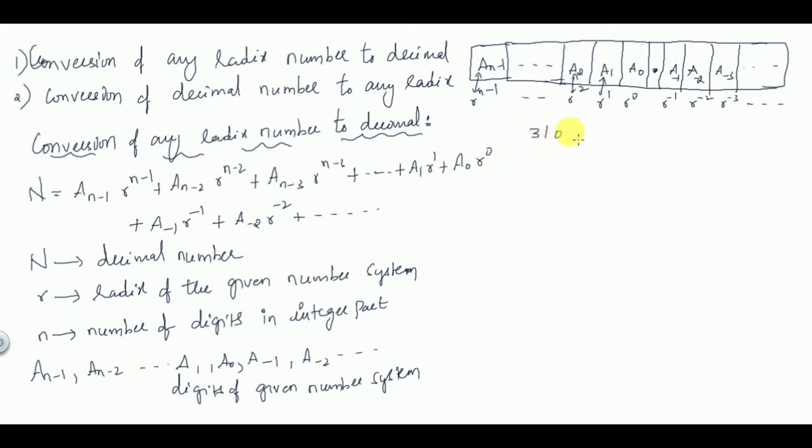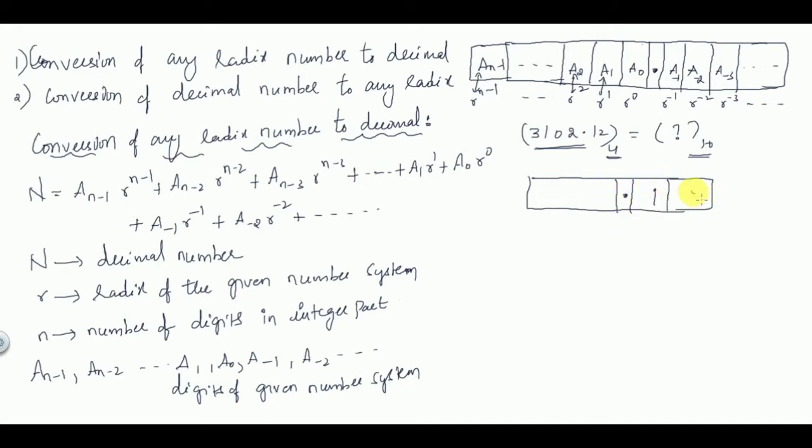Suppose 3102.12 base 4 is what in decimal. So we have to convert this number of radix 4 into the decimal number system. If you write this in this form, how can we write this? We write a decimal point here. After the decimal point you have only two digits, 1 and 2. Before the decimal point we have 4 digits. So this is 2, 0, 1, 3.